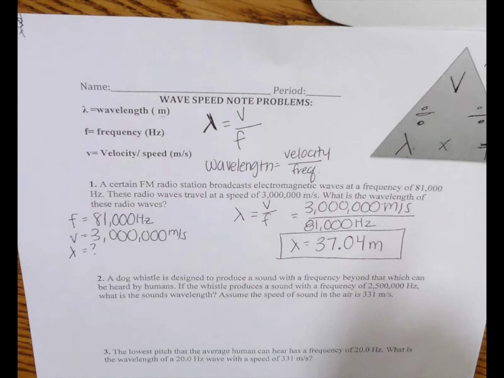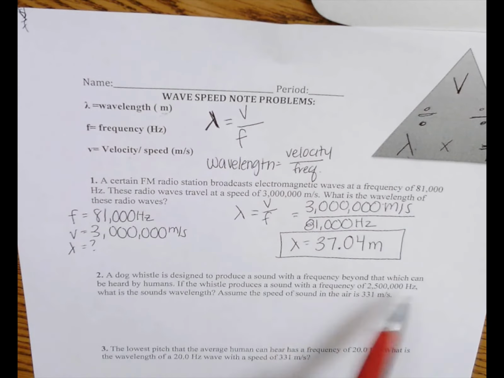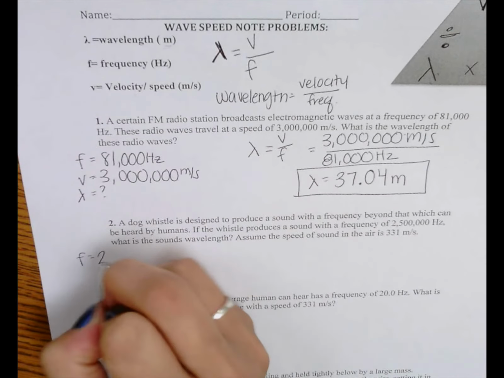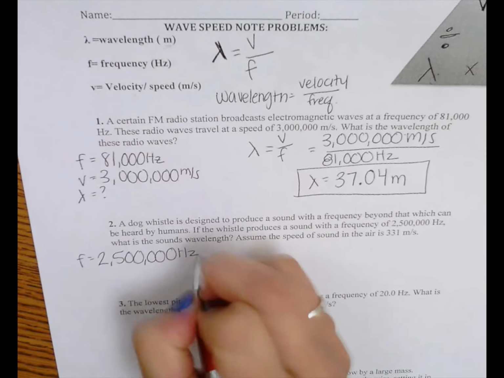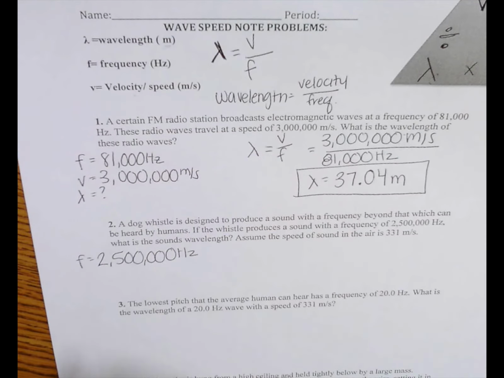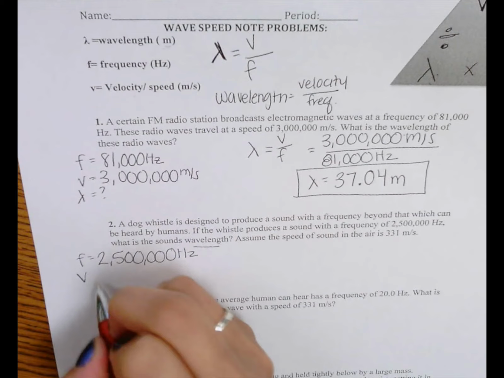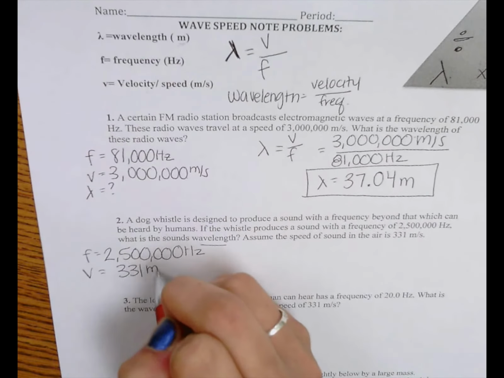All right, next one. A dog whistle is designed to produce a sound with a frequency beyond that which can be heard by humans. If the whistle produces a sound with a frequency, so again, we're given frequency is equal to 2,500,000 hertz. What is the wavelength of the sound? So we need to find the wavelength again. Assume that the speed, or the velocity, is equal to 331 meters per second.